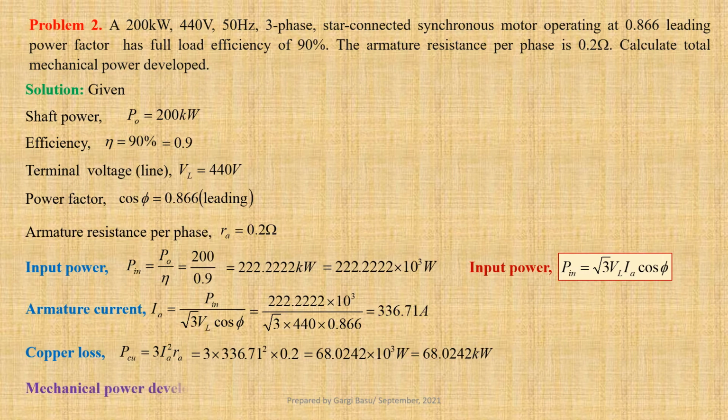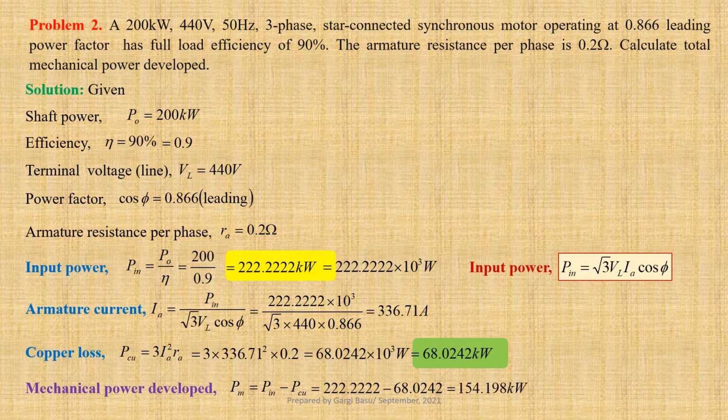Mechanical power developed. PM equals Pin minus P copper. Using values we get 222.2222 minus 68.0242, that gives us 154.198 kilowatts.